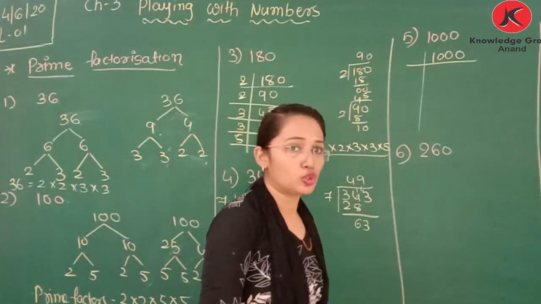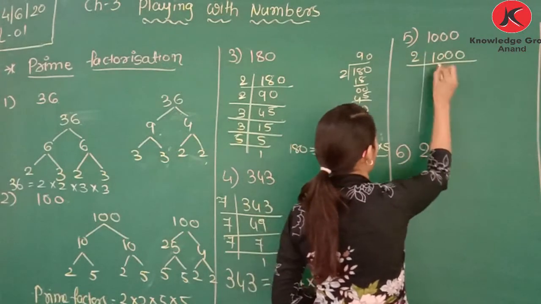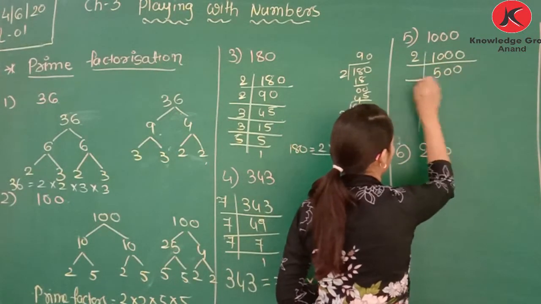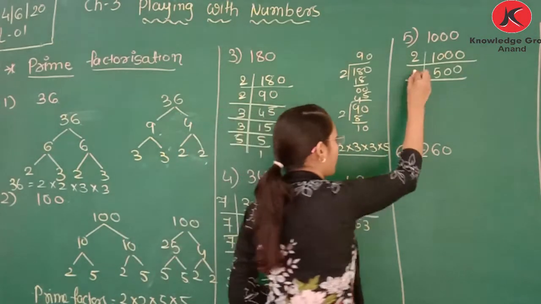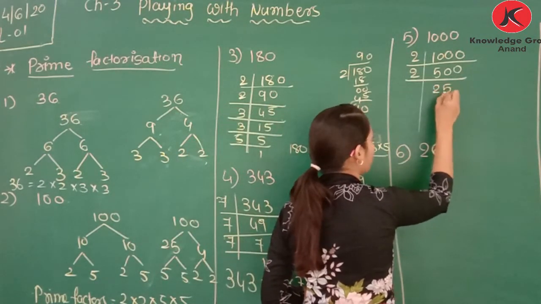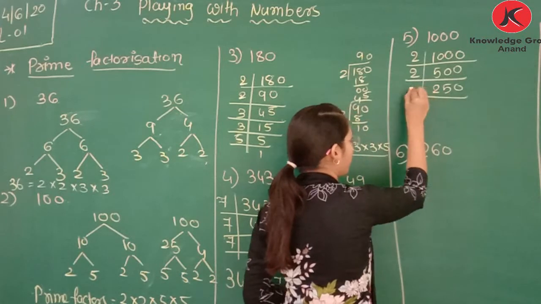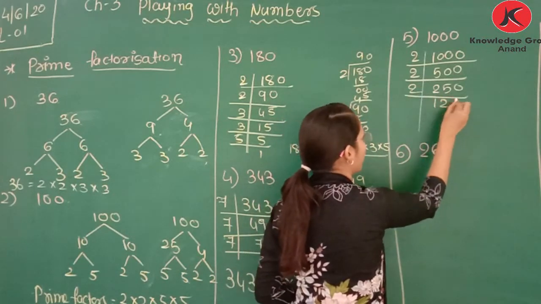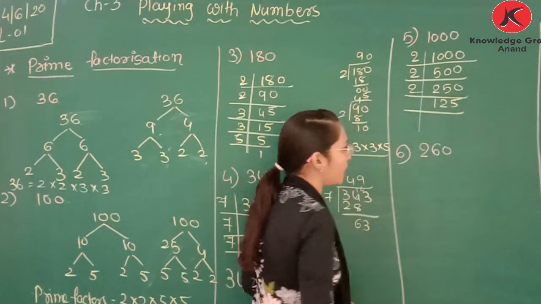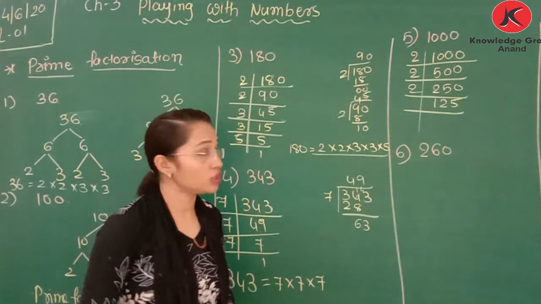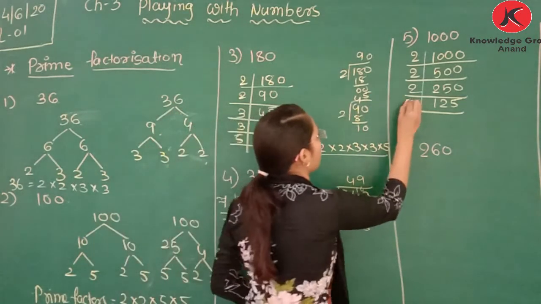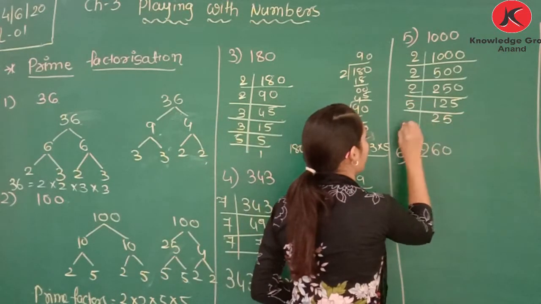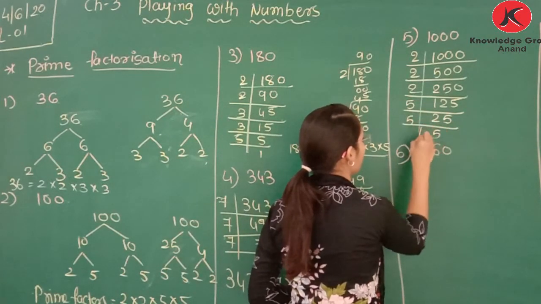Divide it by 2 because the last digit is 0. 2 500s are 1000. 500 is also divisible by 2. 250. 250 is also divisible by 2. 125. Now 125 is not divisible by 2. It is also not divisible by 3. So start with 5. 5 25s are 125. 5 5s are 25.